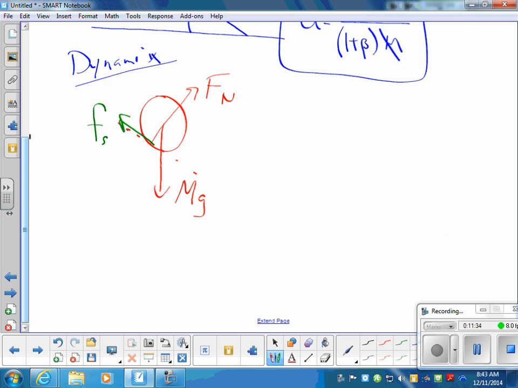Coordinate system, which way is it accelerating? Downhill, so let's put our coordinate system in that direction, x, y. Which force do we have to componentize? mg. And we got our very familiar mg sin theta and mg cos theta, and our original mg goes away because we have now componentized it.